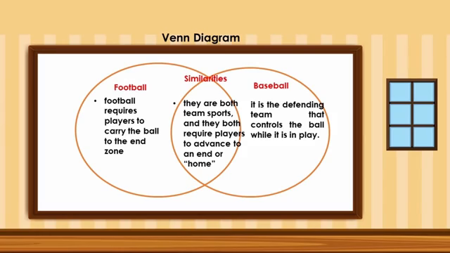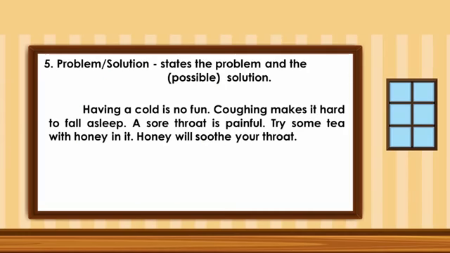Let us look for the similarities and differences of football and baseball using a Venn diagram. For their similarities, they are both team sports and they both require players to advance to an end or home. For their differences, football requires players to carry the ball to the end zone. For baseball, it is the defending team that controls the ball while it is in play.